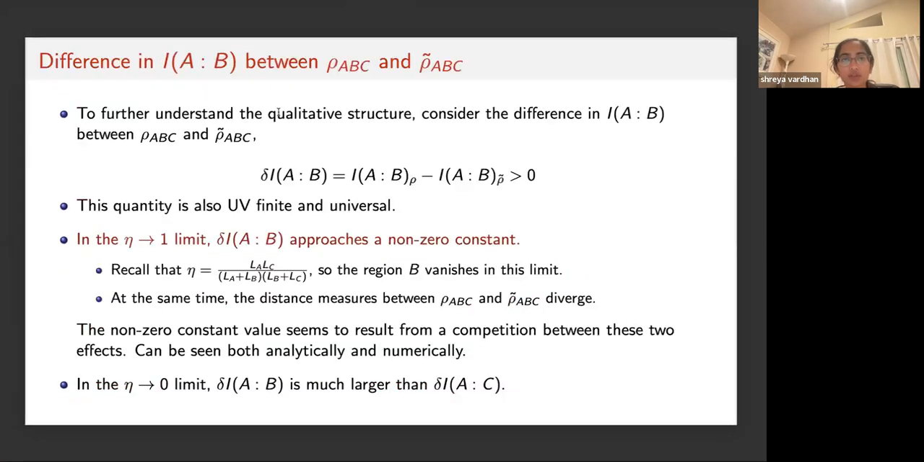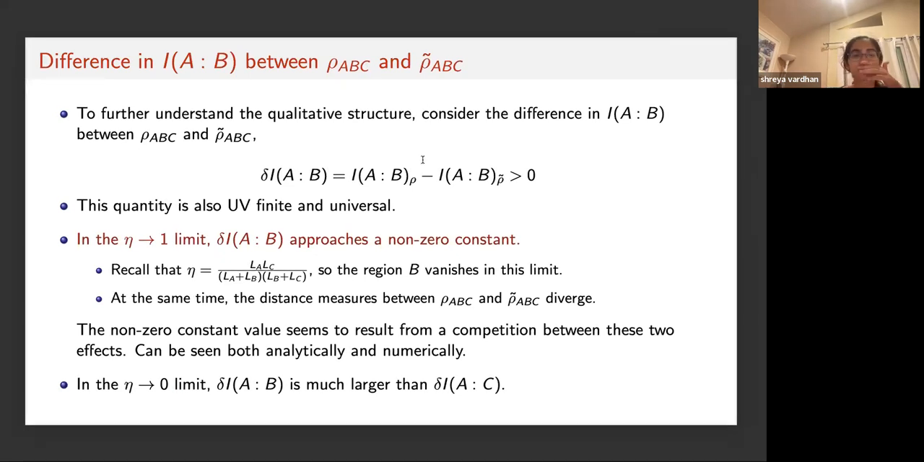Yeah, and then, like I mentioned, it's not just the state on rho AC which changes, but also the state on rho AB. So we can see to what extent the correlations between A and B are lost in going from the original state to rho tilde.